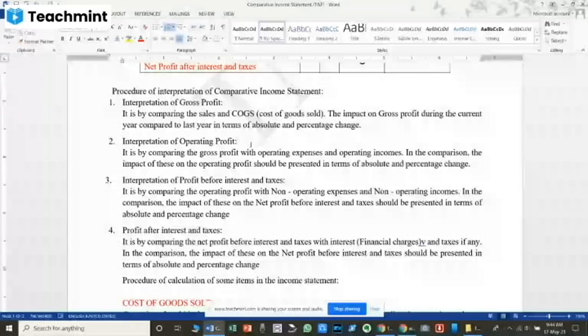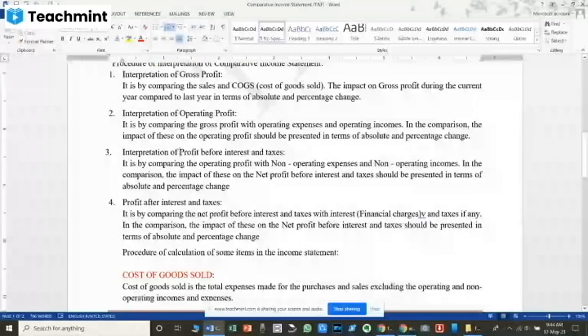After the operating profit, we have to give interpretation on the profit before interest and taxes. Profit before interest and taxes is the excess of operating profit with the inclusion of non-operating income minus non-operating expenses. In other words, for the purpose of interpretation of the profit before interest and taxes, we have to make a comparative study between the operating profit, non-operating expenses, and non-operating incomes. By taking these three components into consideration, we have to give interpretation on the net profit before interest and taxes.